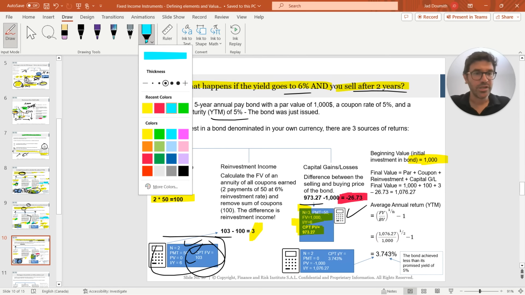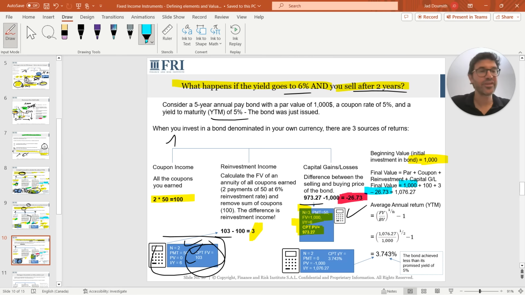Okay, so actually the 1,000 minus 26.73 is a way of saying we sold the bond for 973.27. I might have said at the end of a 5-year horizon, excuse me, it's at the end of the 2-year horizon because we sold the bond 2 years later. So 1,000 minus 26.73, you could also have written this as 973, which is the selling price of the bond that enters your bank account when you sell the bond.